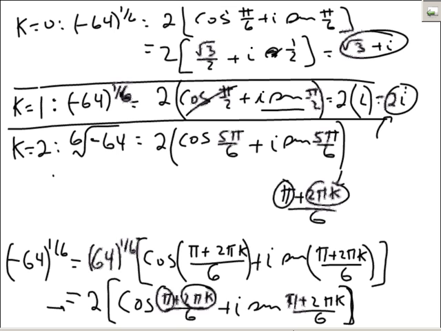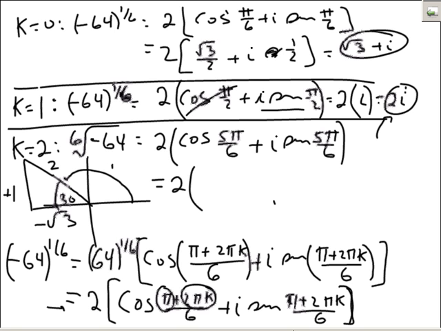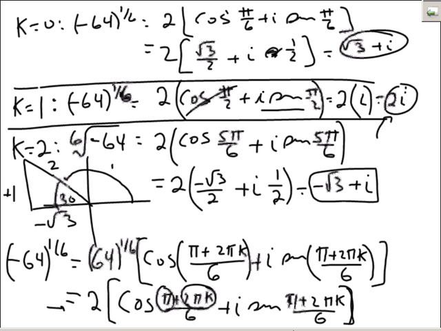But we know what 5 pi over 6 is. Pi over 6 is 30, so 5 pi over 6 is 150. So we draw a triangle for 150, and then we go from there. If I draw an angle of 150, then this is 30 degrees for the reference angle. 1, 2, square root of 3, negative, positive. Now the cosine of 5 pi over 6 is negative square root of 3 over 2, plus i times the sine, which is 1 over 2, and we just get negative square root of 3 plus 1i. You multiply this by itself 6 times, you get negative 64.